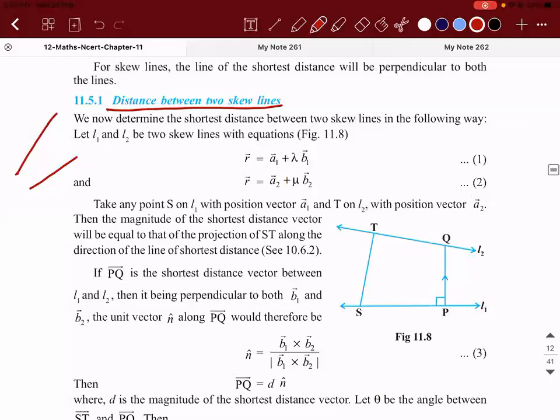See, for this one alone, I'm not getting into too much of derivation because it might confuse you. I'll directly go with the formula. So let me say there are two skew lines given to you. L1 and L2 are two skew lines of the form A1 vector plus lambda times B1 vector and A2 vector plus mu times B2 vector.